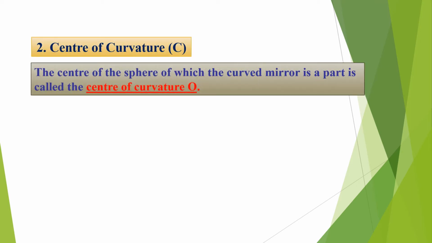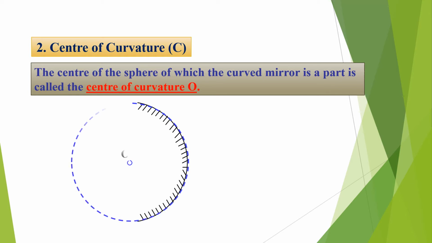Center of curvature: the center of the sphere of which the curved mirror is a part is called the center of curvature, O. So like this, if you form the sphere, for that sphere you get one center, and that will become the center of curvature for the mirror.